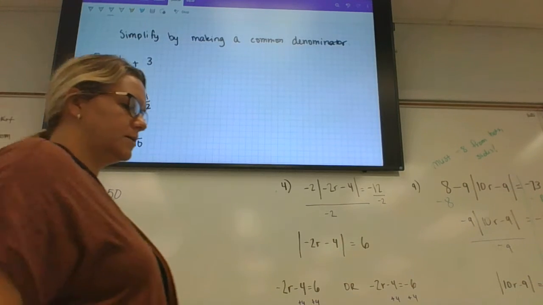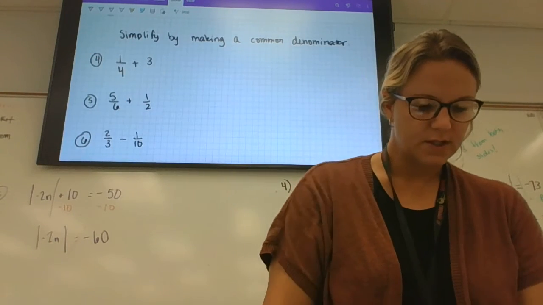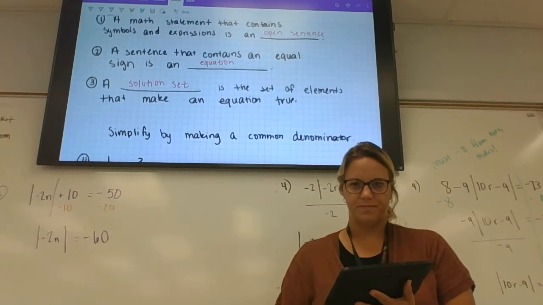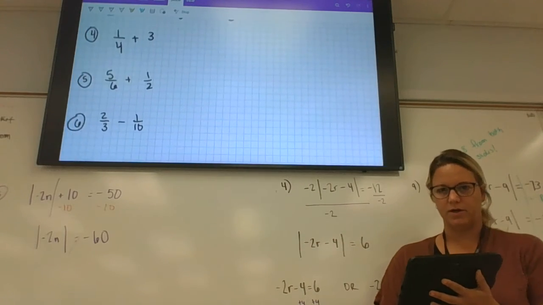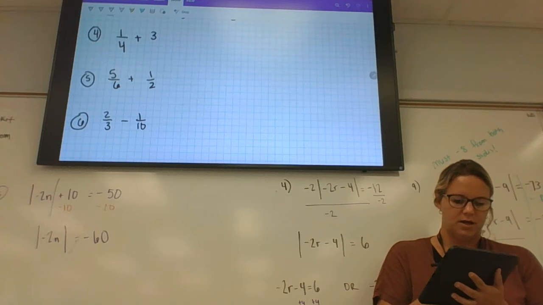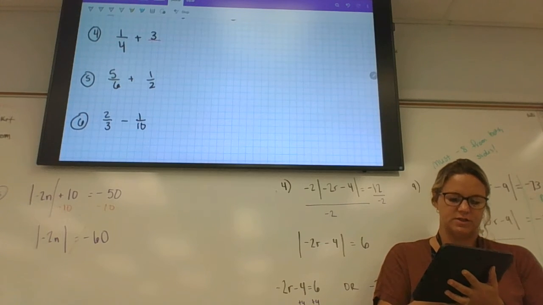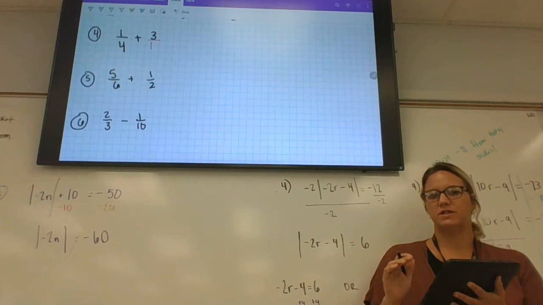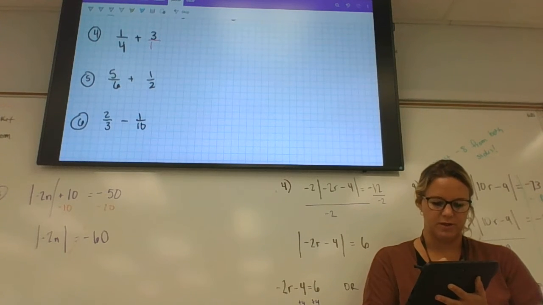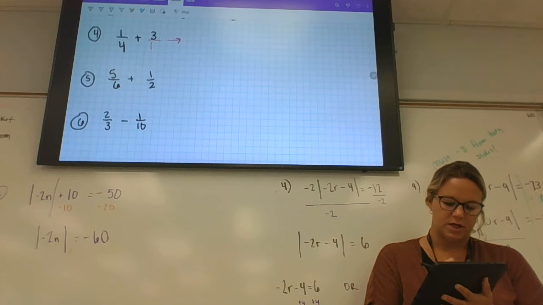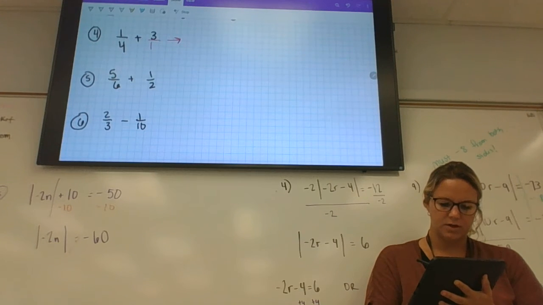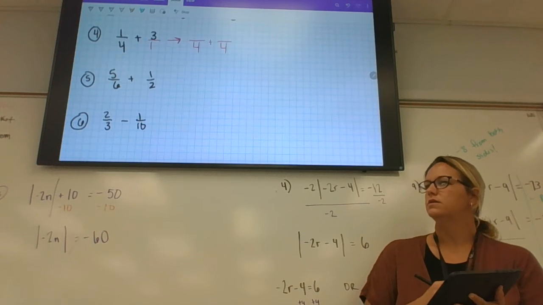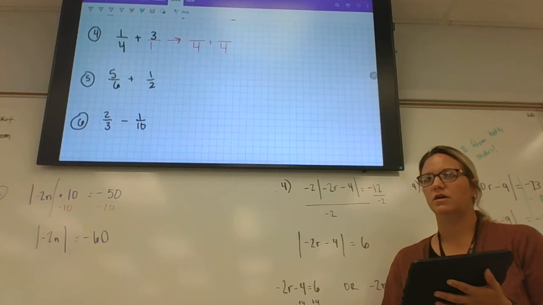Okay, so show your work. No decimals. So I want to make a common denominator. We've talked about this already. It's nice just to have all the numbers be a fraction if you're dealing with a fraction. So I put a 1 under here. I'm going to draw an arrow. The common denominator will be 4. So I want both fractions to have 4 down below.